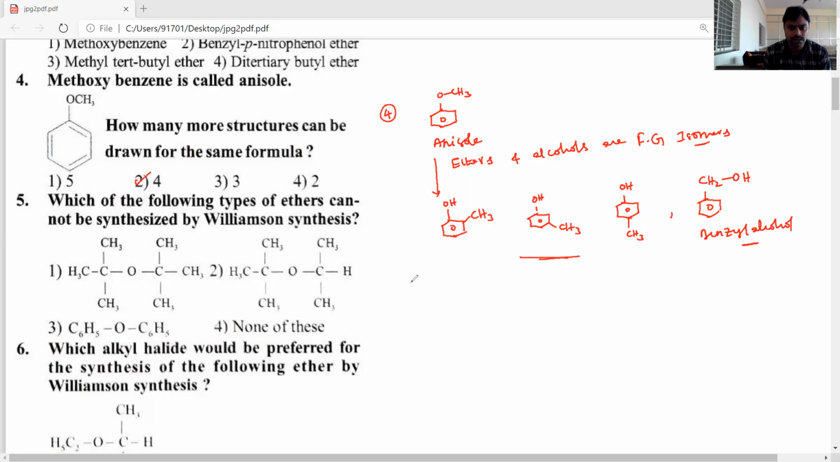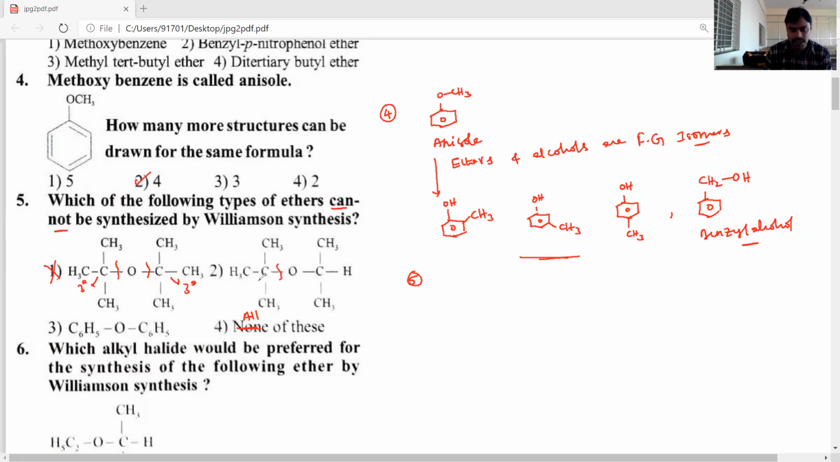Okay, let's see the fifth question. Which of the following ethers cannot be synthesized? See, this question is repeated in models. Let's see the given ethers. Cannot be synthesized means, here in the options, none of these, not all of these, all of these, fourth option. See, this is a tertiary alkyl group. The first option is also a tertiary alkyl group. This cannot be synthesized in Williamson ether synthesis.